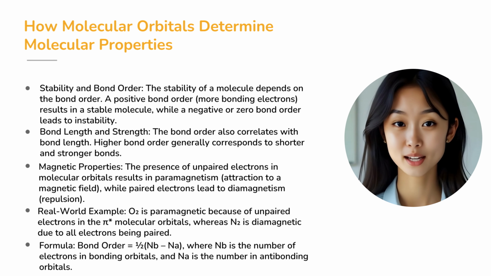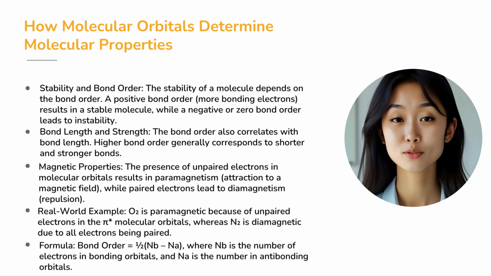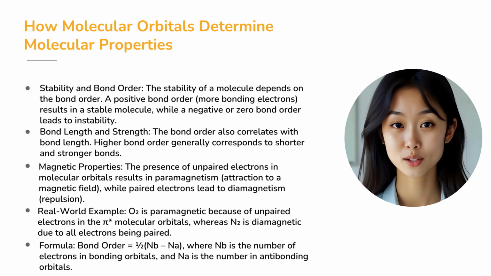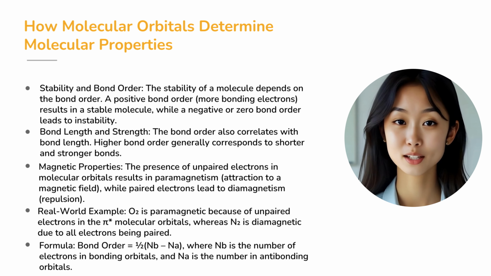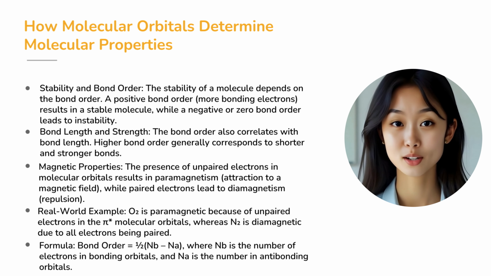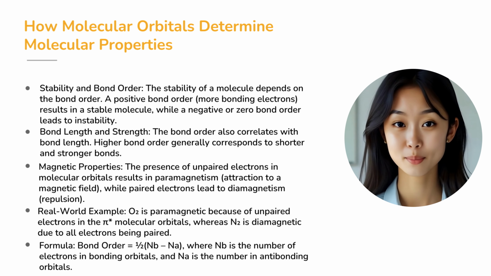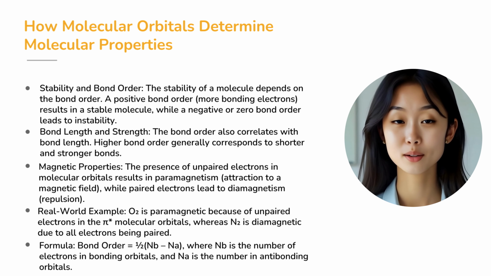Now, let's tie everything together with the concept of bond order. Bond order is a key indicator of a molecule's stability. It's calculated by taking the difference between the number of electrons in bonding orbitals and antibonding orbitals and dividing that by 2. If bond order is positive, the molecule is stable. If it's 0 or negative, the molecule is unstable.